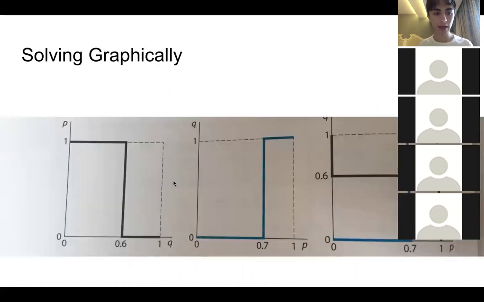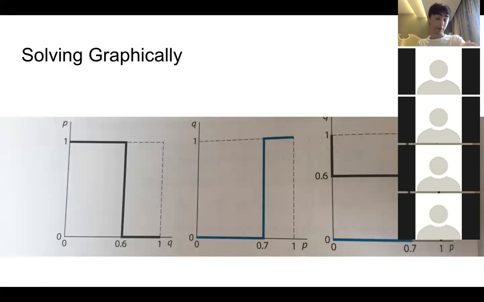On the left, we have the P versus Q graph for player A, and on the right, we have the Q versus P graph for player B. Let's start off with the leftmost graph for player A. When player B has Q from 0 to 0.6, P is equal to 1. Then from 0.6 to 1 for Q, P jumps from 1 to 0. However, at exactly Q equals 0.6, P forms a vertical line. Basically, that means that P can take any value and the expected value will not change.